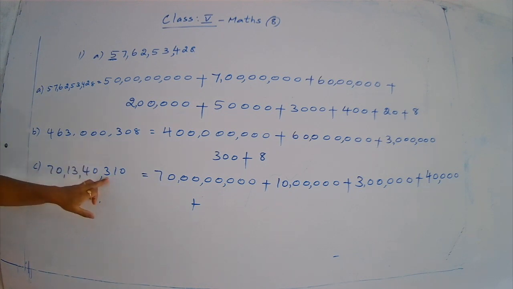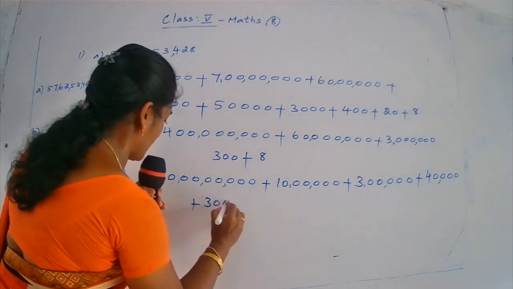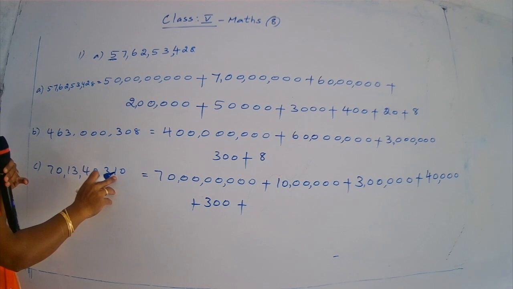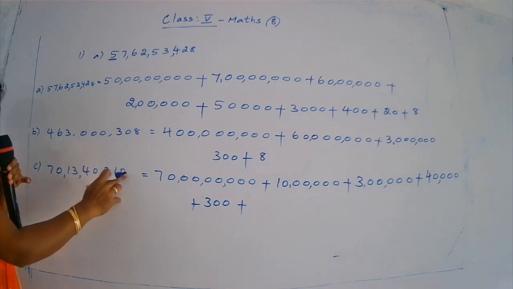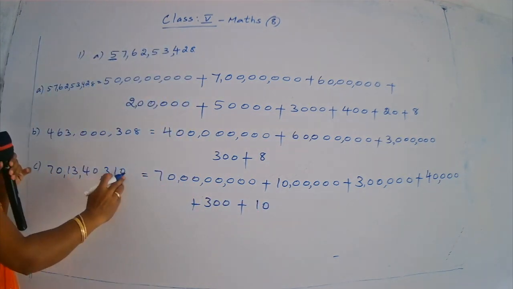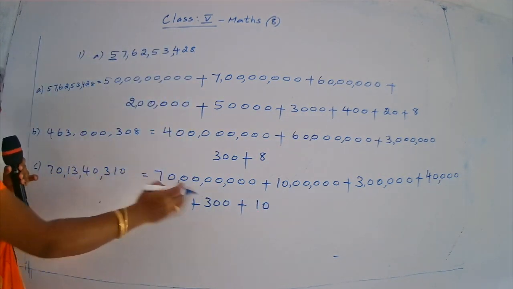Now you come to the next digit 3. So what is the place value of 3? Ones, tens, hundreds. 3 into 100, 300. Okay, 300 plus next digit is 1. That is tens place. Okay, so 1 into 10 is equal to 10. So 10 plus 0 only. Okay, so leave it.